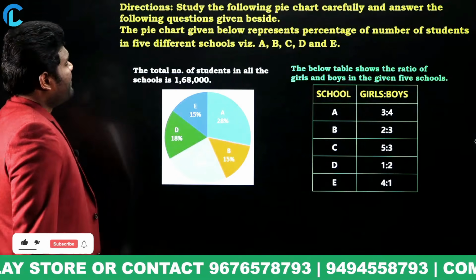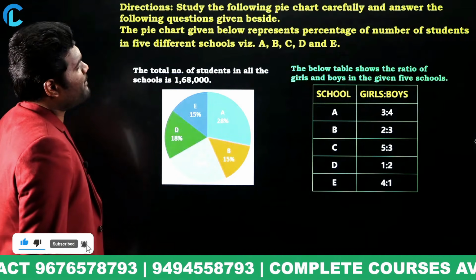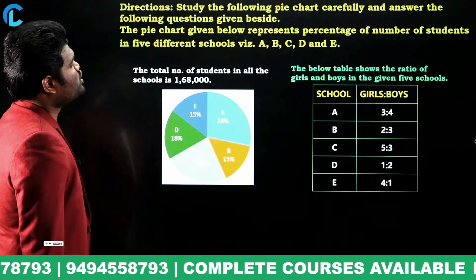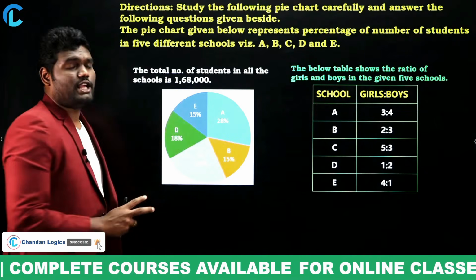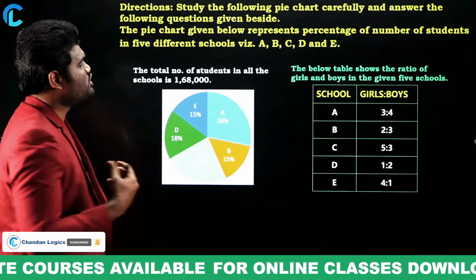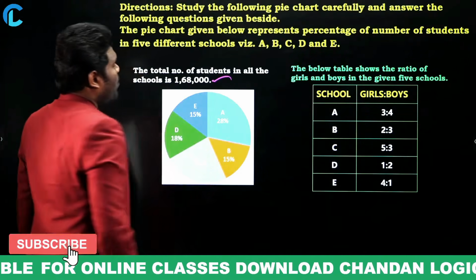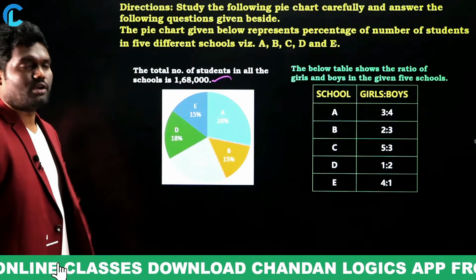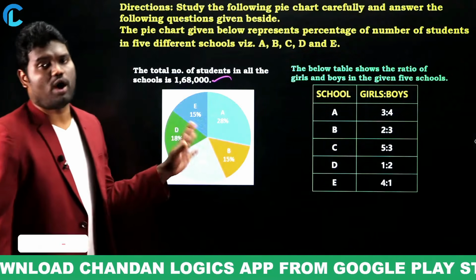Look at this. The pie chart given below represents percentage of number of students in 5 different schools A, B, C, D and E. So this is like percentage of students in different schools, and total number of students are how many? 1,68,000 students. Okay. In school A 28%, school B 15% and so on.